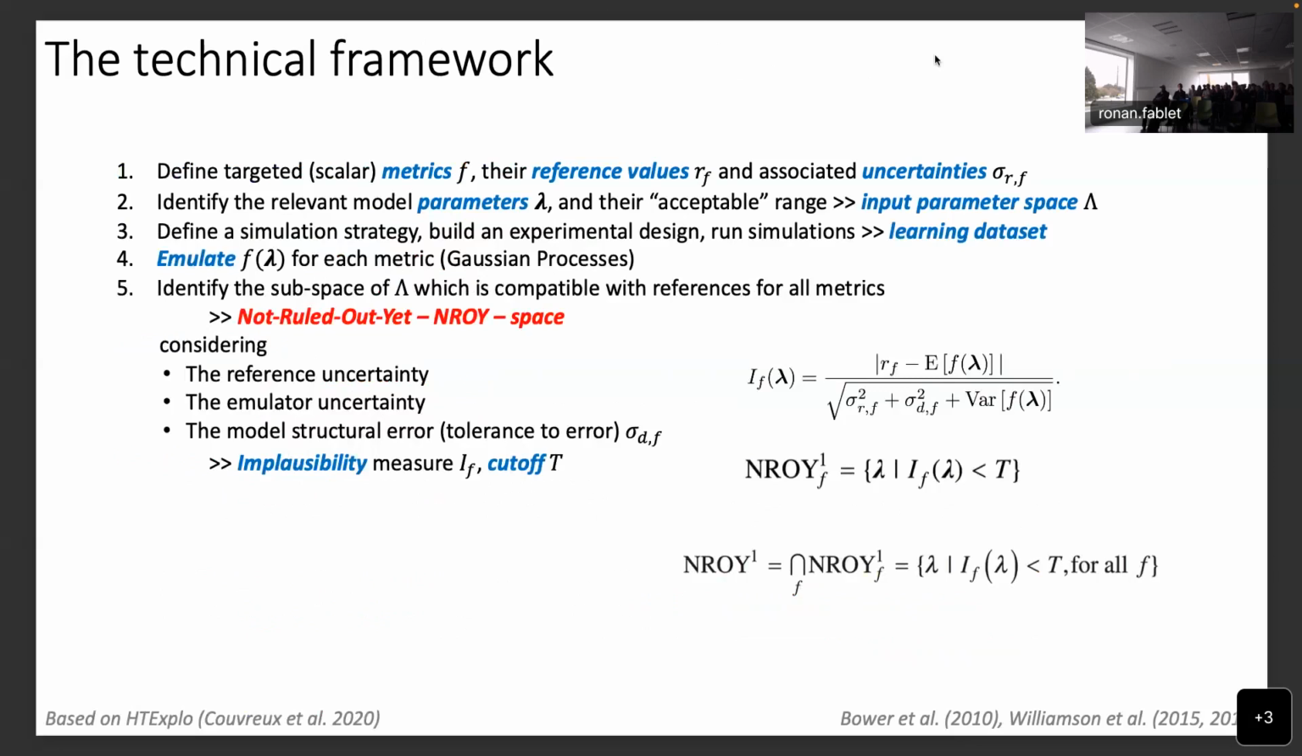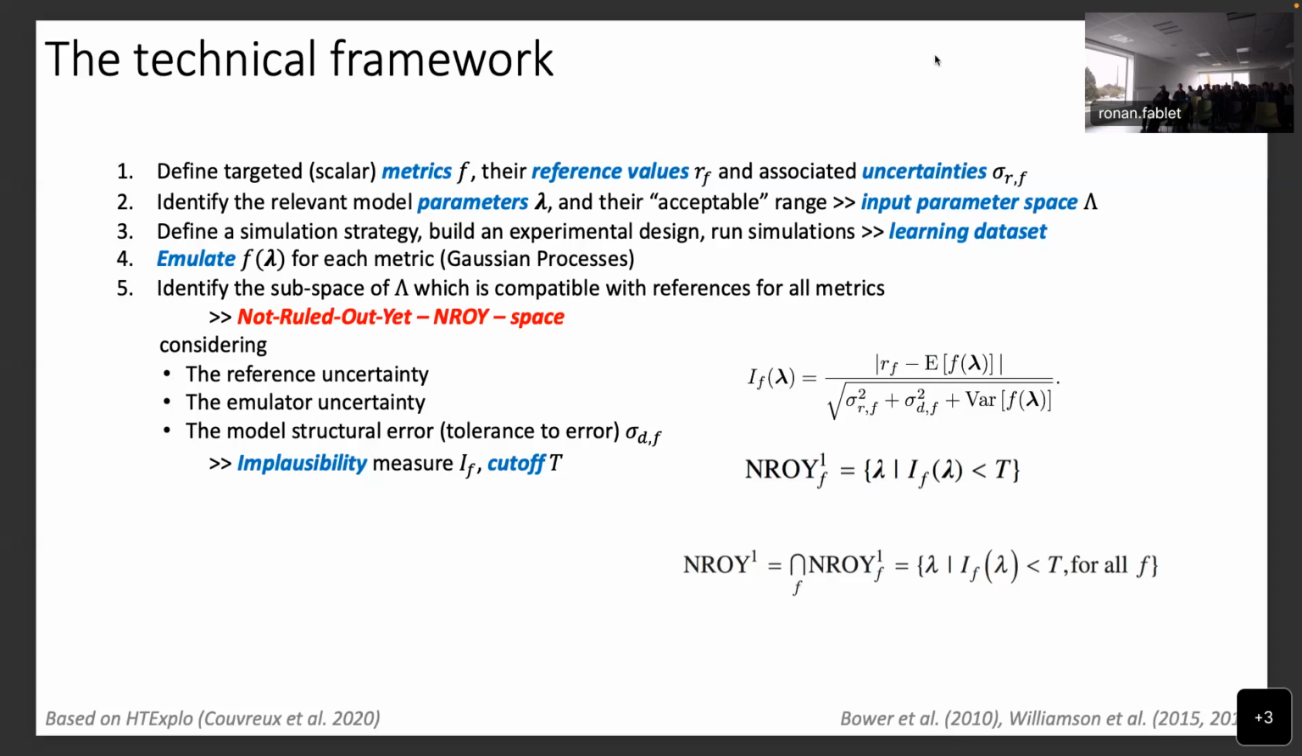So more about the technical framework. We define targeted metrics, which so far are only scalars. We have to define the reference value and the associated uncertainties. Then we identify in the model the relevant parameters that we want to calibrate, and we define an acceptable range by expert judgment. This is what I will call the input parameter space. Then we have to define a simulation strategy to build an experimental design and run true simulations to provide a learning data set for the machine learning component.